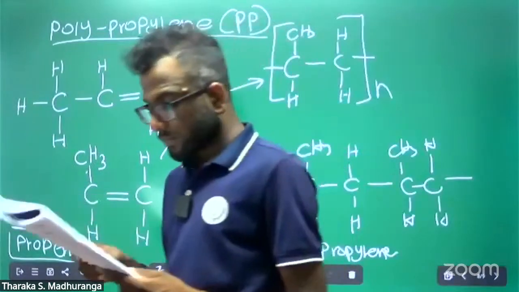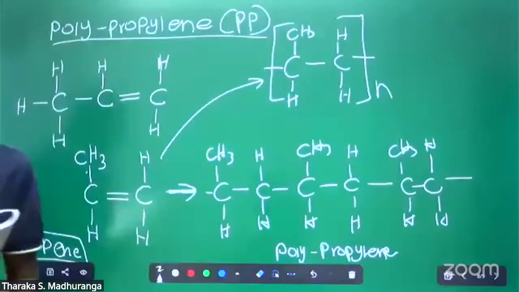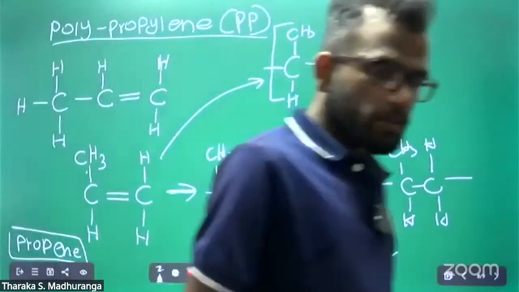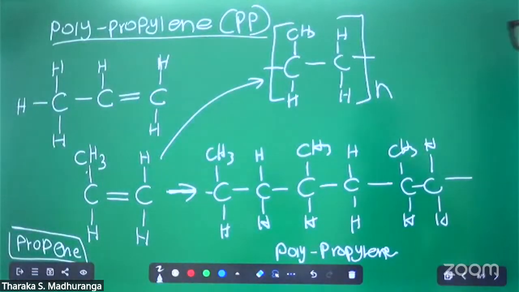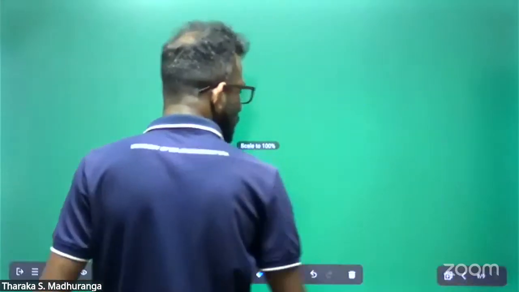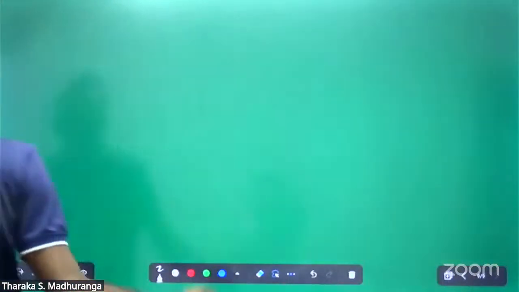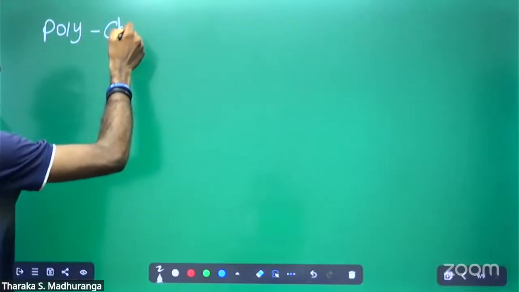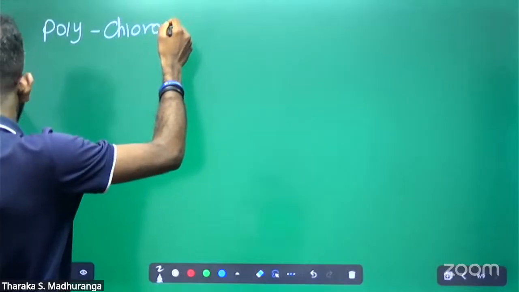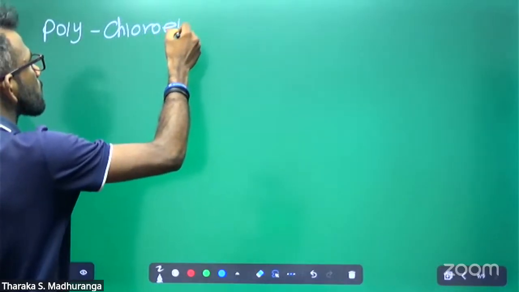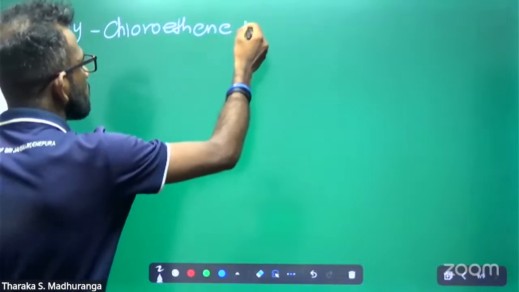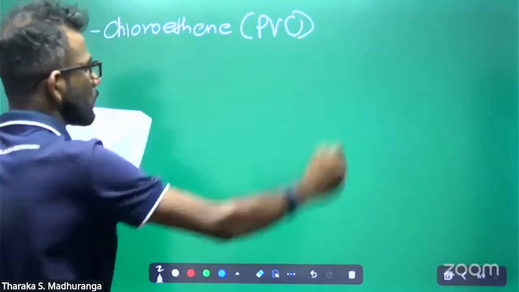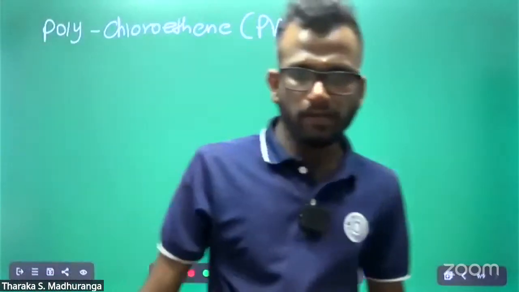Okay, polyvinyl chloride, that we call polychloroethene. Polychloroethene is our next polymer type. The monomer is chloroethene. Polychloroethene, that we call PVC, polyvinyl chloride.